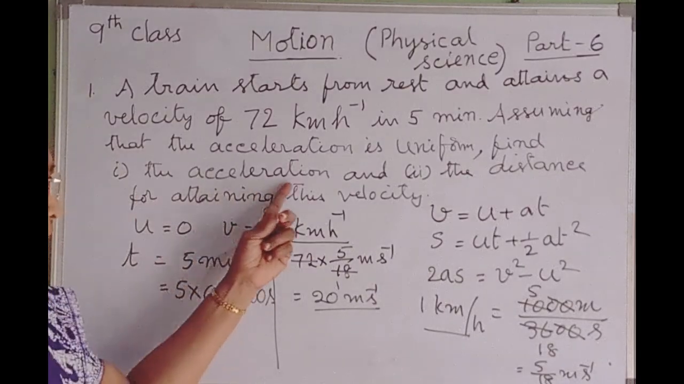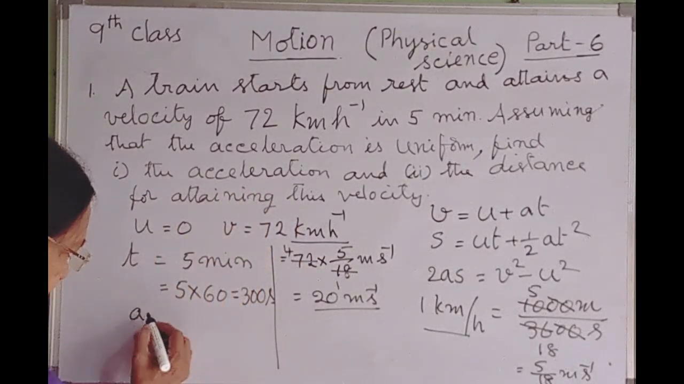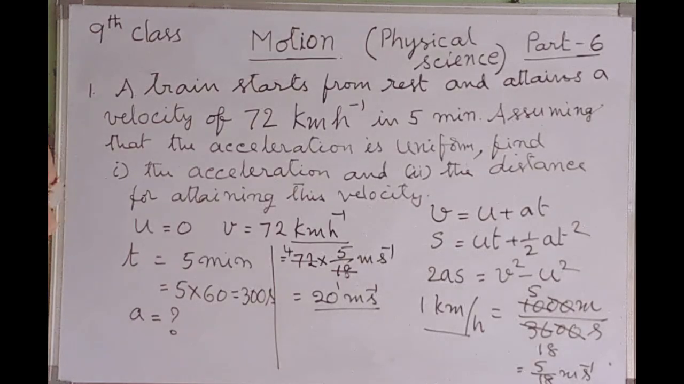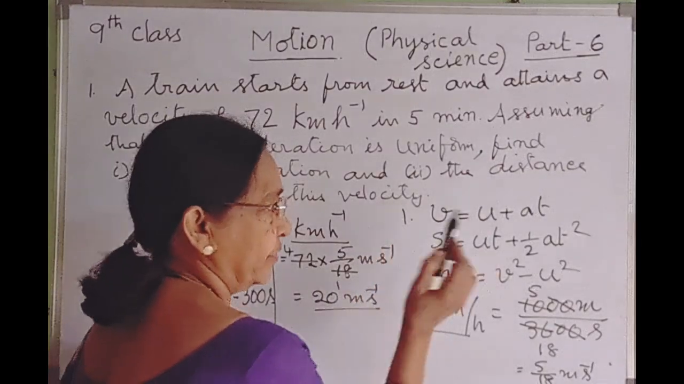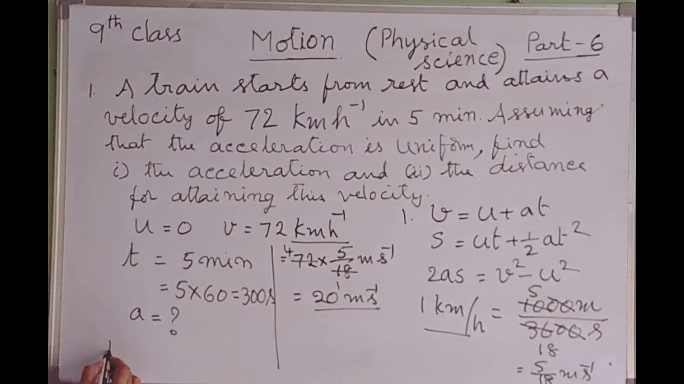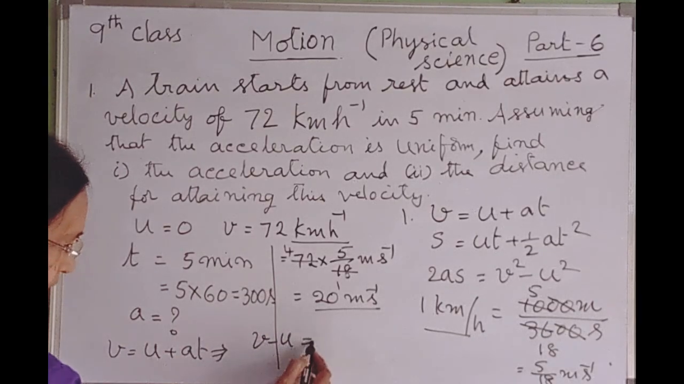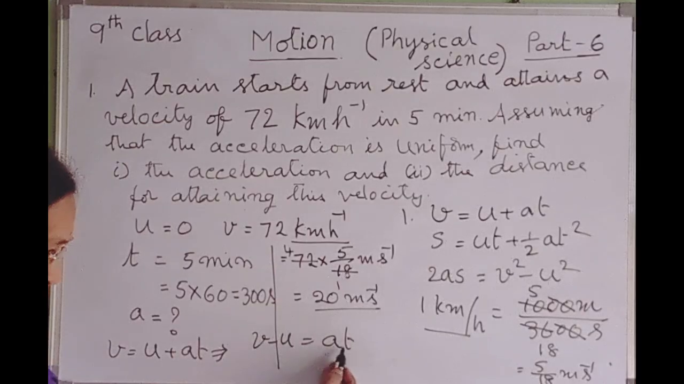First question, we have to find out the acceleration. The relation which includes initial velocity, final velocity, time and acceleration is the first equation, v is equal to u plus at. Using that relation, we will find a. v minus u is equal to at, taking u to the left side. Taking t to the left side, we get v minus u by t is equal to a, or a is equal to v minus u by t.